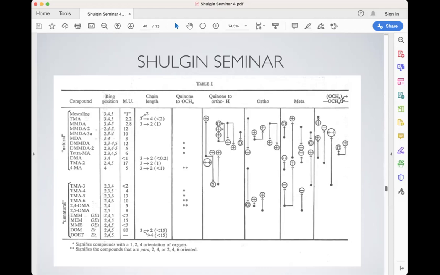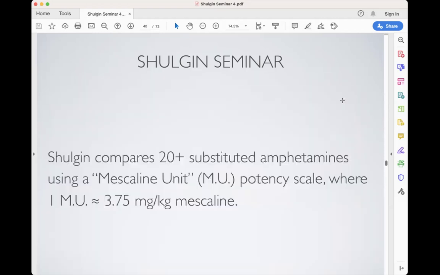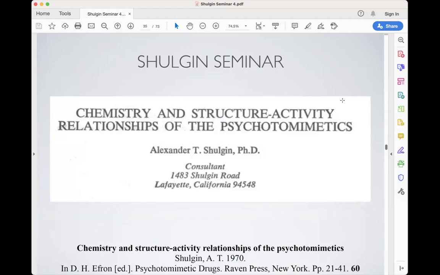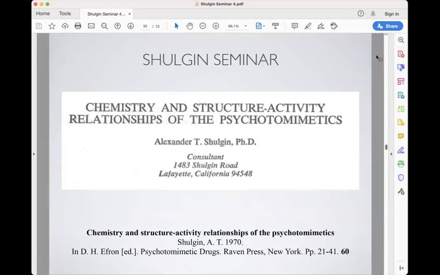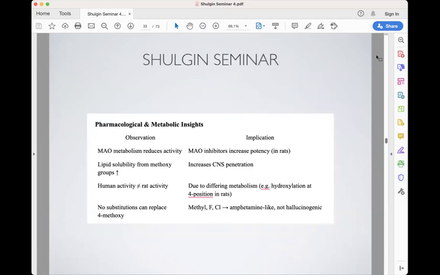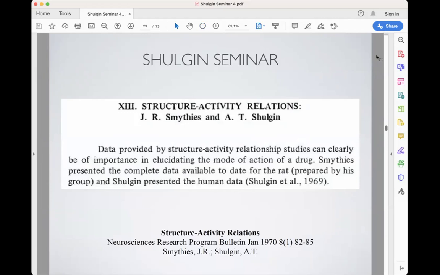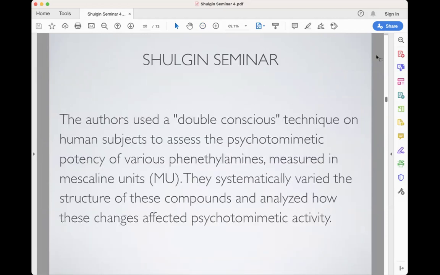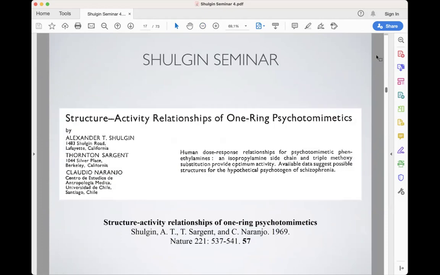So in this paper, he makes much more general claims on the structure activity relationship, because in the other one from 69, structure activity. Sorry, there are two more papers. Maybe let's look at them first.